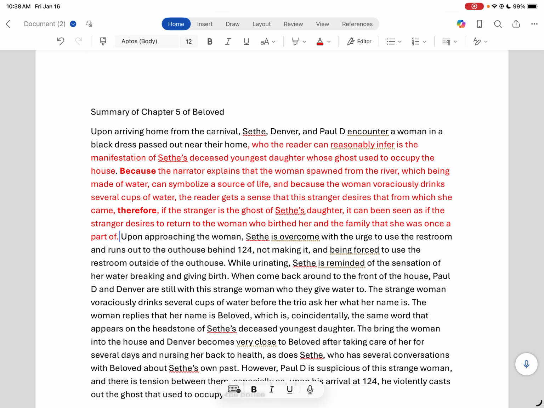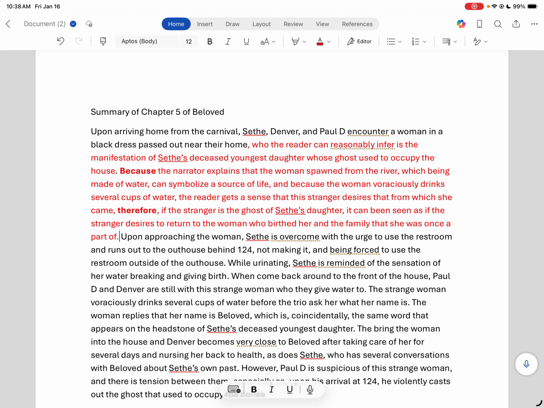Okay, so if this is actually Beloved, then she wants to return to the woman who birthed her, Sethe, and she wants to go back to the place where she would have been with her family, which is 124. Okay, so that's kind of where I'm getting this.